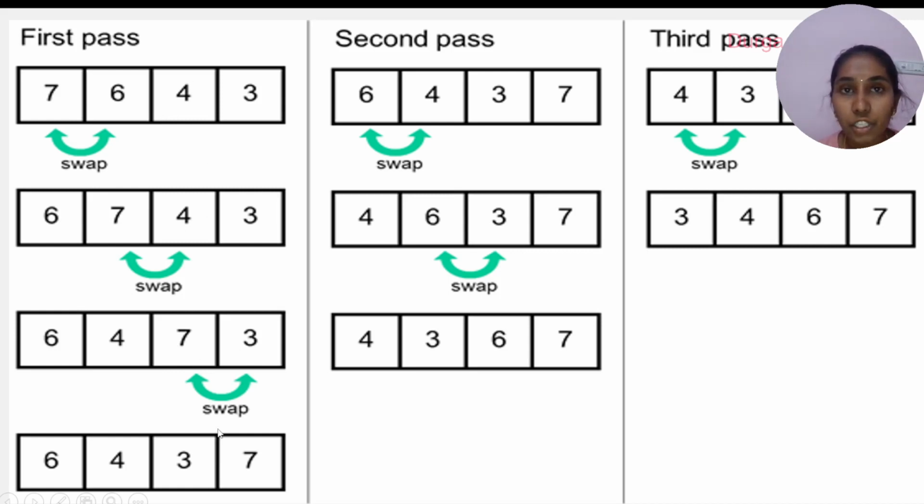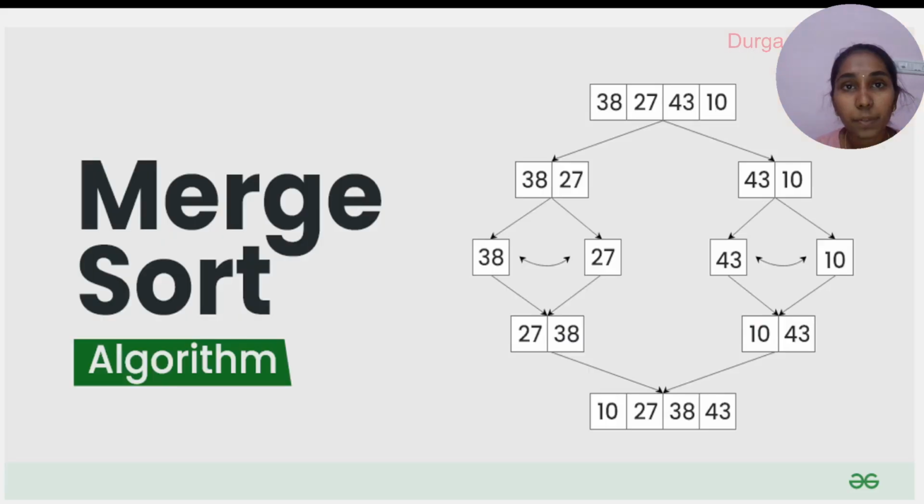After the first iteration, the greatest number is stored in the correct position. After the second iteration, the second highest number is stored in the correct position. After the third iteration, the third element is placed in the correct position. This is known as bubble sort. For this type of problem, it will take time order of n square.